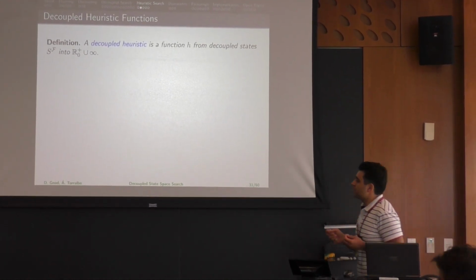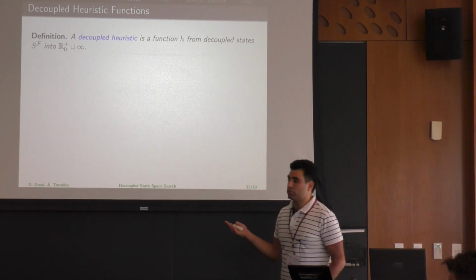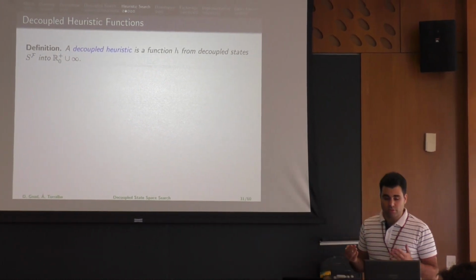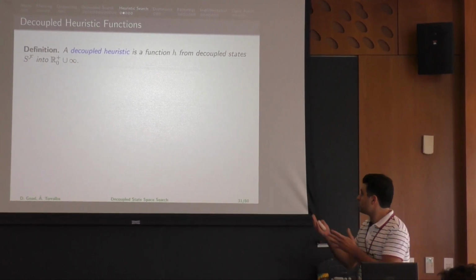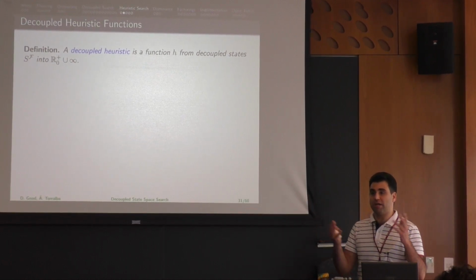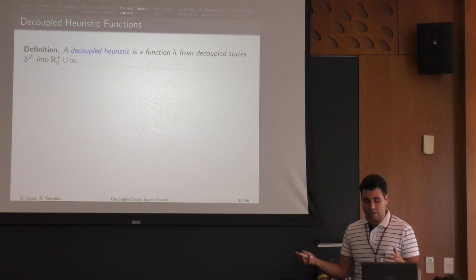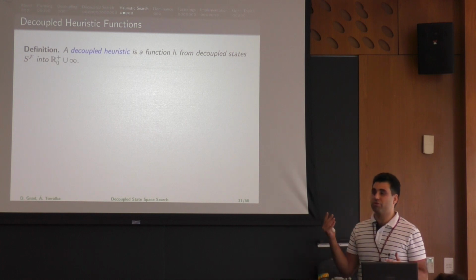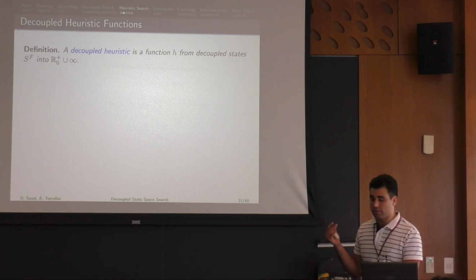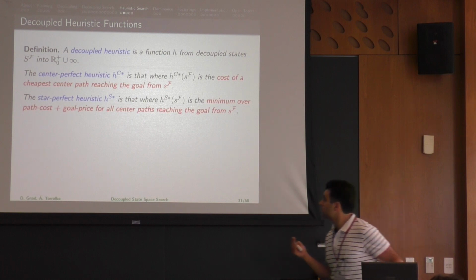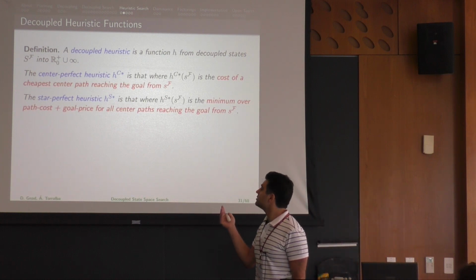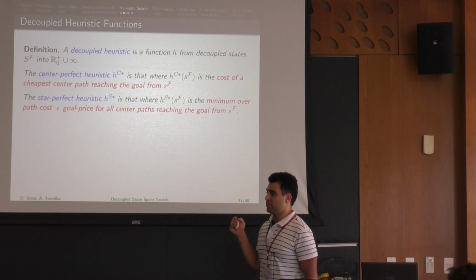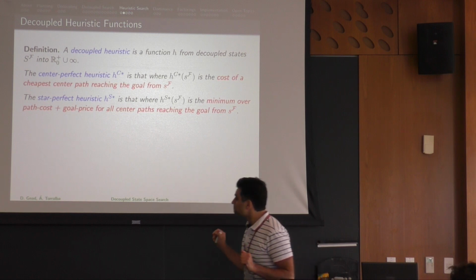So first of all, we need to decide what we are trying to estimate there. And we have basically two choices. We are going to call decoupled heuristics anything that maps a decoupled state to a value. But what's this value really trying to estimate? We can estimate the center distance, or we can estimate the star distance.